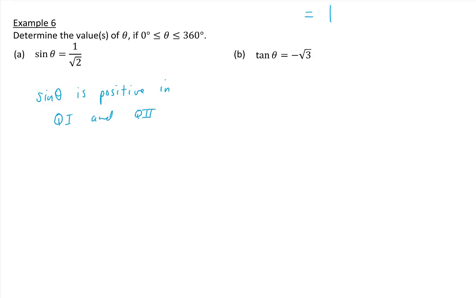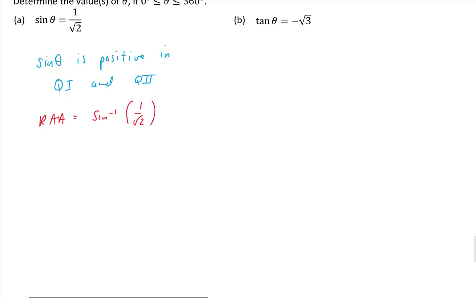Next, we need the related acute angle. The related acute angle is the sine inverse of the positive ratio 1 over root 2, which, if you recall, is one of our special ratios, which tells us our related acute angle is 45 degrees.